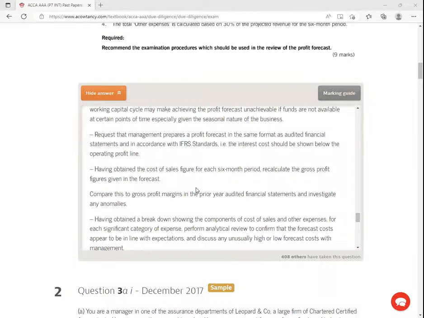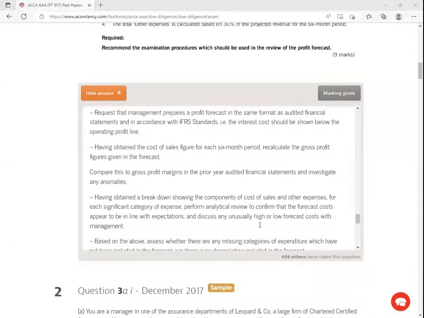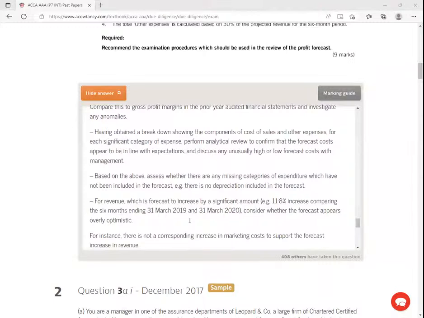Having obtained a breakdown showing the components of cost of sales and other expenses for each significant category of expense, perform analytical review to confirm that the forecast costs appear to be in line with expectations. Based on the above, assess whether there are any missing categories of expenditure which have not been included in the forecast, e.g., there is no depreciation.